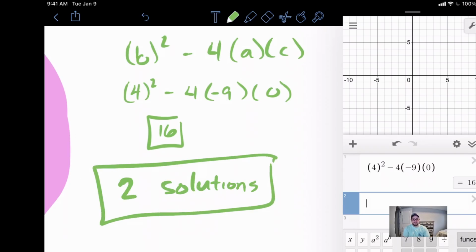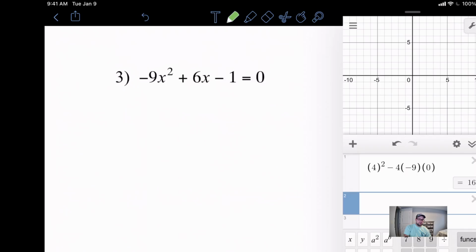And that will be kind of our answer. Those 2 pieces together, 16 and 2 solutions, are going to be the important pieces here. Let's look at another one. So here's another one for us.